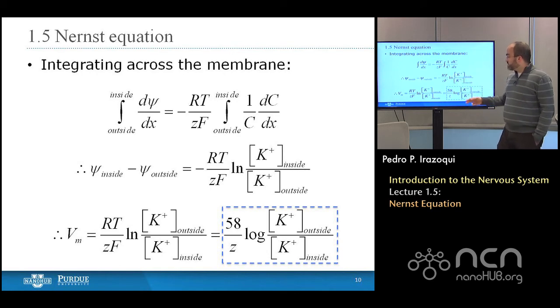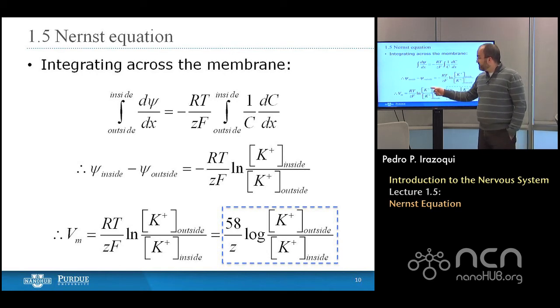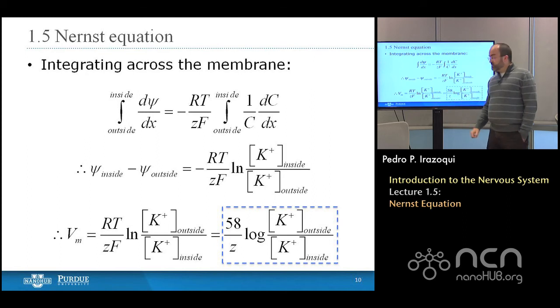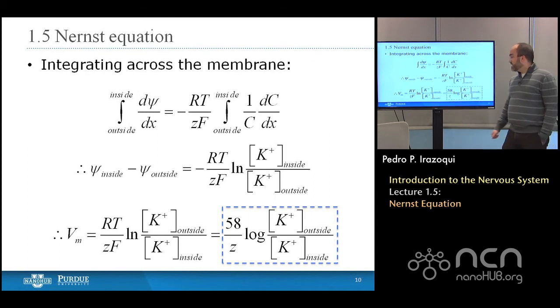So we can switch it around, and we have the natural logarithm of the concentration outside divided by the concentration inside. And since these are constants, this can simplify, and we can move from the natural logarithm to a base-10 logarithm by just changing the value of the constant out front to 58 over the valence z, and the valence for potassium is 1. So it's 58 times the logarithm of the concentration of potassium outside divided by the concentration inside.